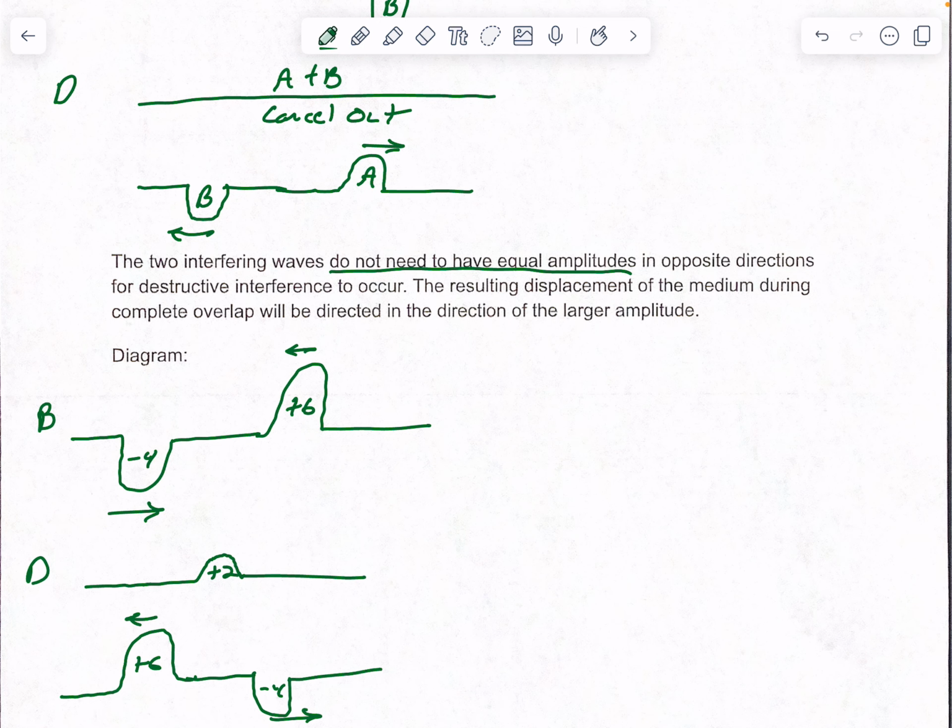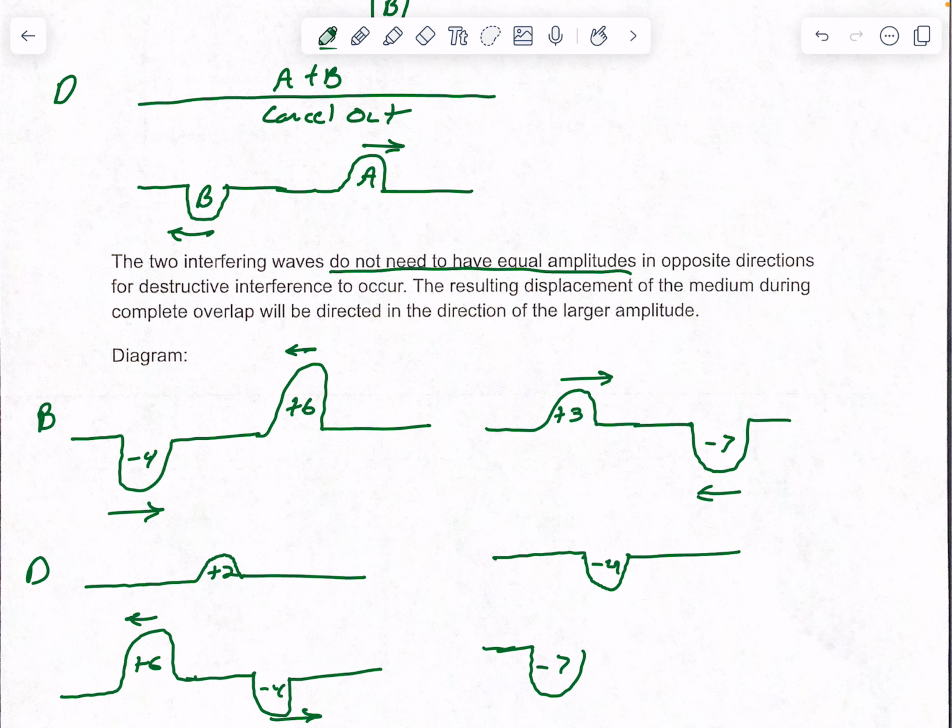So another example would be, let's say I have a +3 going to the right, and let's say I have a -7 going to the left. So +3 plus -7, or 3 minus 7, is going to give you a -4. So basically what I want is a little bit smaller amplitude than that 7, so that's going to be a -4 when they meet in the middle. And then it goes back to -7 over here, going to the left, and then +3 going to the right. So that would be destructive interference.